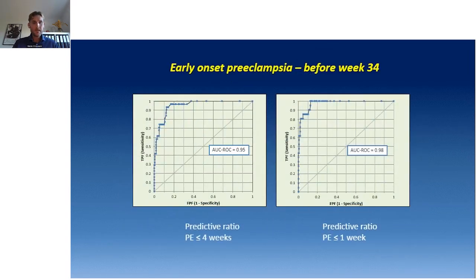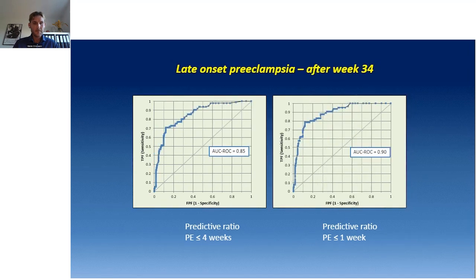In the receiver operating characteristic analysis, the AUC ROC for prediction of early onset preeclampsia within 4 weeks and 1 week was 0.95 and 0.98, respectively. And in the late onset preeclampsia group, prediction within 4 weeks and 1 week was 0.85 and 0.90, respectively. Thus, the clinical performance of the sFlt-PLGF in our routine setting is comparable with numerous earlier performance studies in the literature.